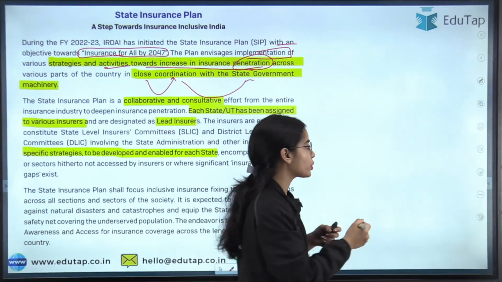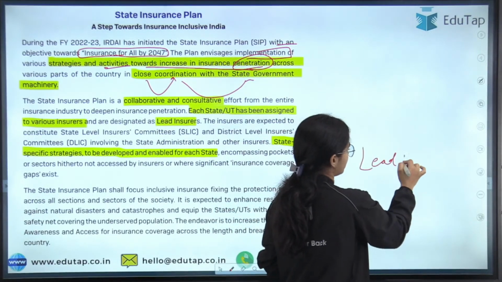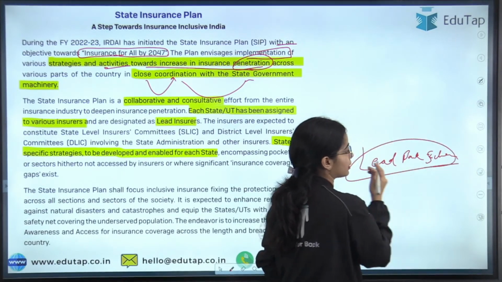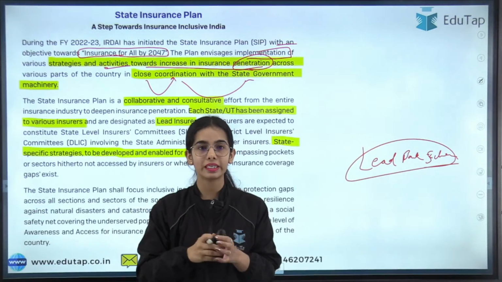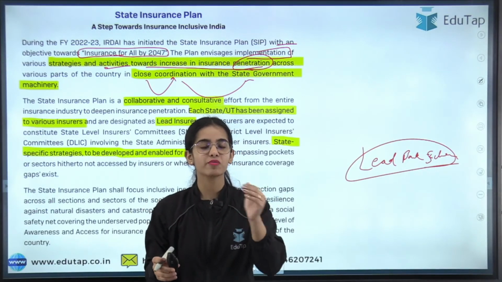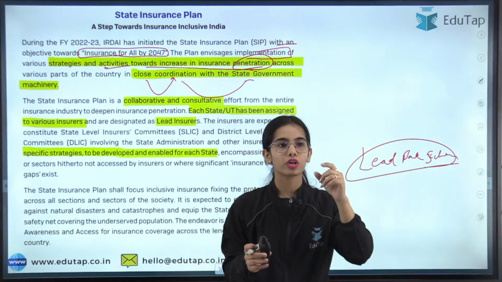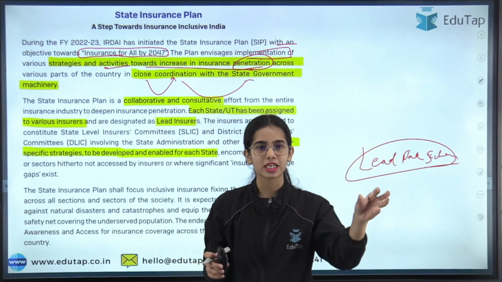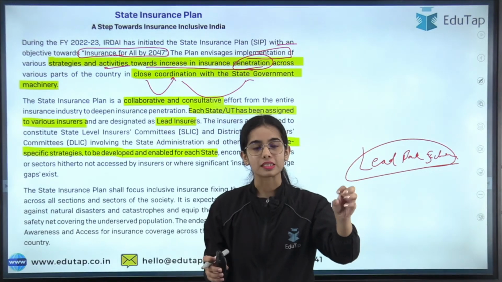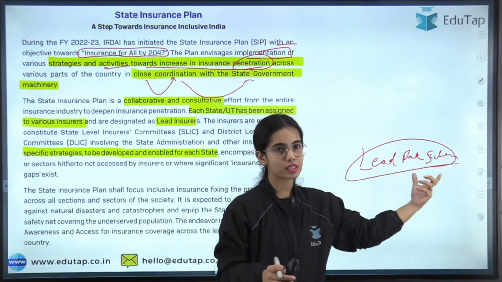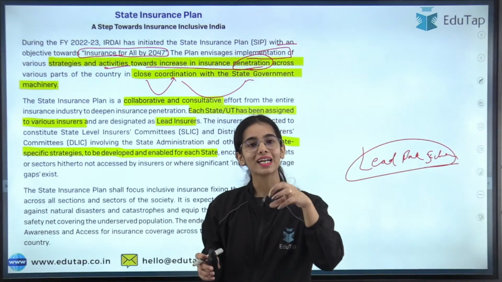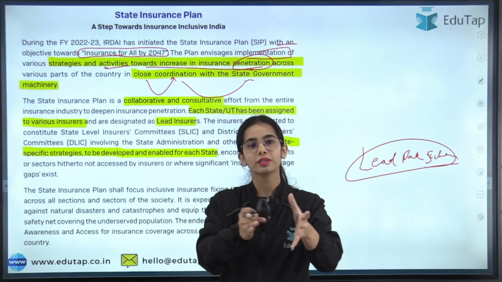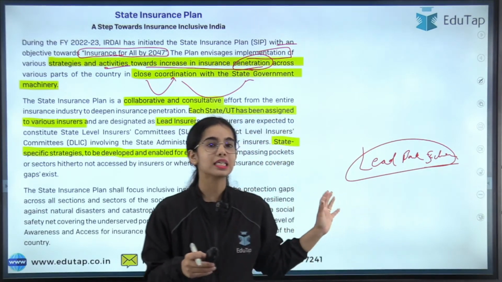So have you heard about the lead bank scheme? Has anyone heard about the lead bank scheme? In the lead bank scheme, a lead bank is selected for different union territories, for different states or for different districts. So a particular bank is chosen that has the responsibility to develop the banking system in that particular district or in that particular area. Okay, so that is the lead bank scheme.